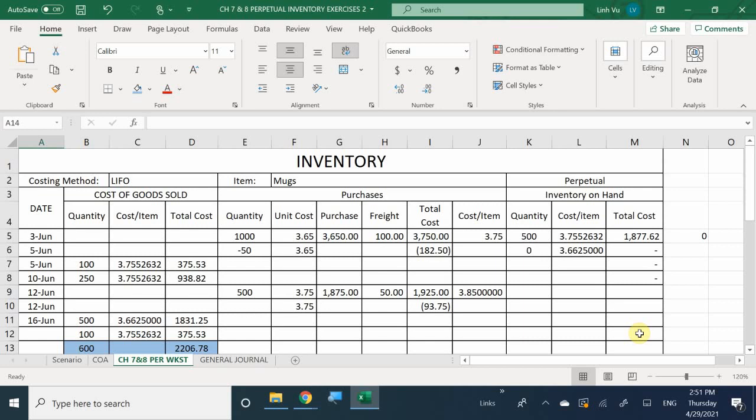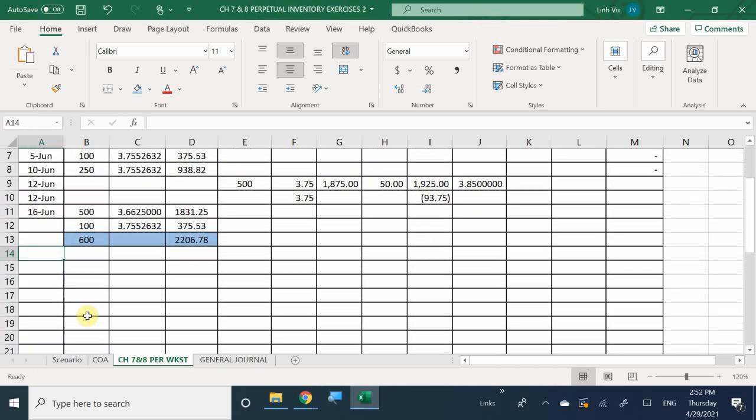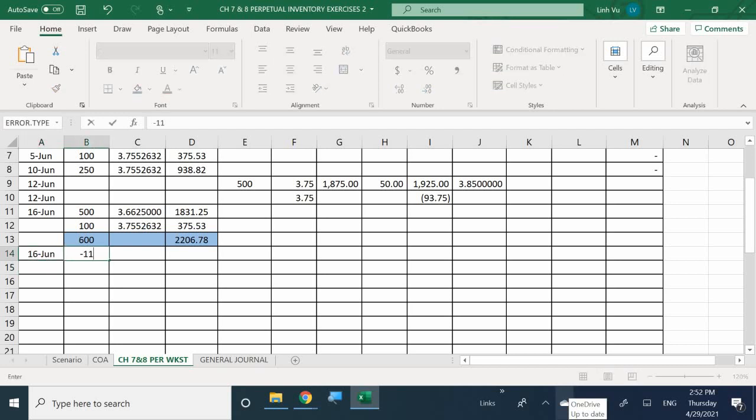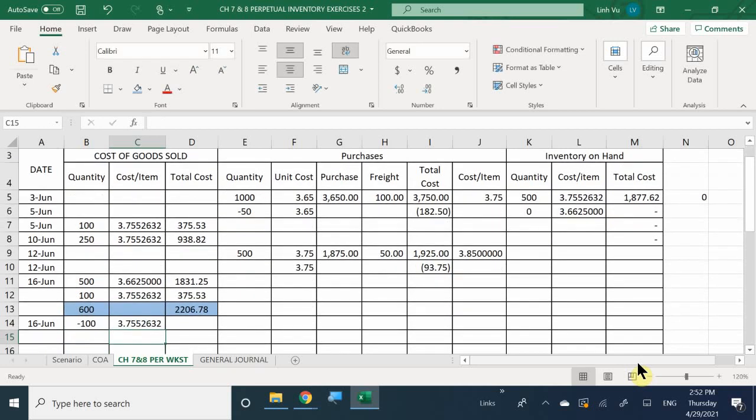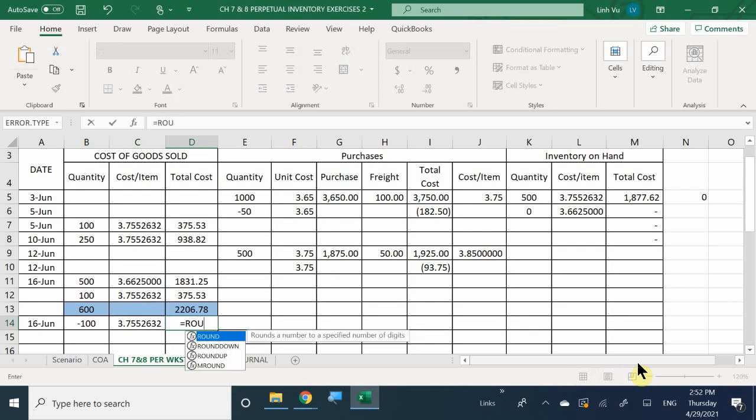It doesn't exist anymore. So in this case, how much am I going to calculate for my return for the cost of goods sold? I only have 1 batch available, so I'm just going to stick it back into that batch right there. So in this case, it is June 16. We're going to refund or return the 100 mugs at what price? At what cost? 3.75526. So therefore, equal round.